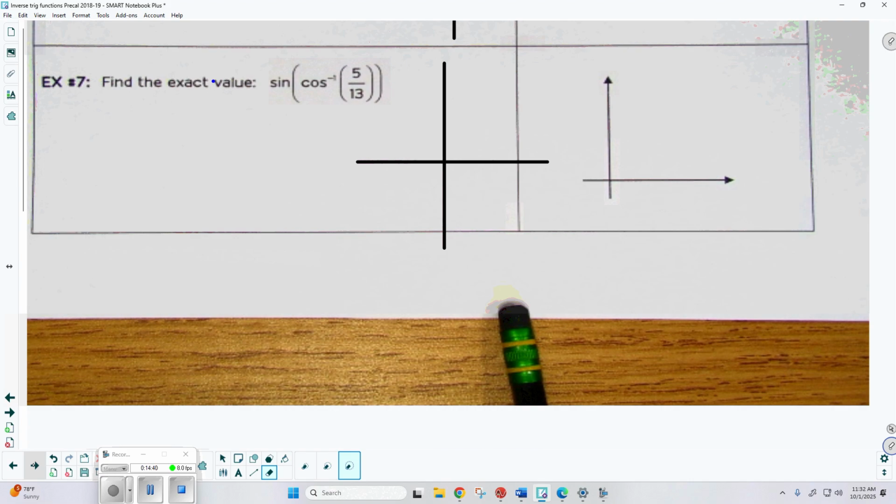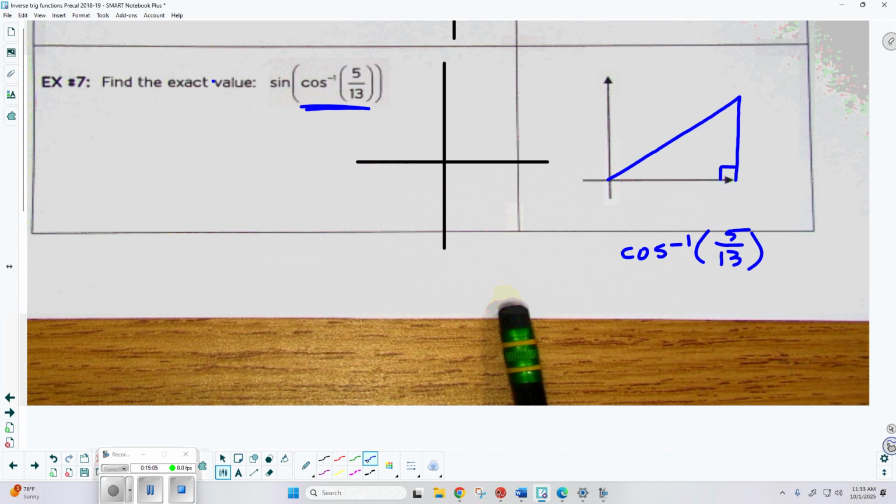Remember, we always start from the inside out. So forget about the sine. We're going to focus all of our attention on this cosine inverse of 5/13. Okay. Well, we actually just did a cosine inverse problem. This is positive, so what quadrant is that going to be? Right. So I'm going to label this. So this is cosine inverse of 5/13. So I'm going to draw a triangle right here in quadrant 1. I would rotate to the hypotenuse.